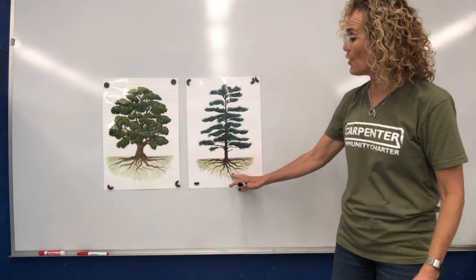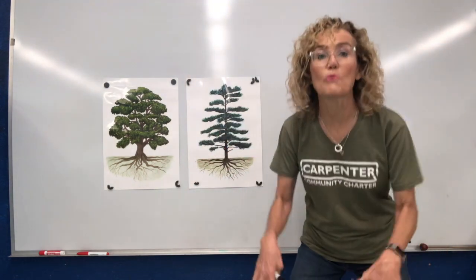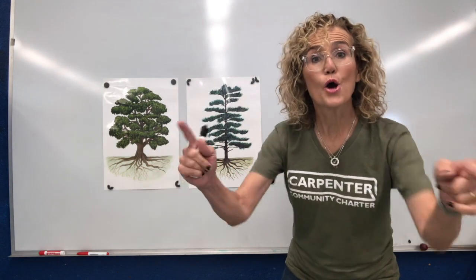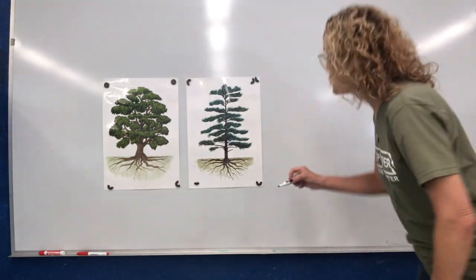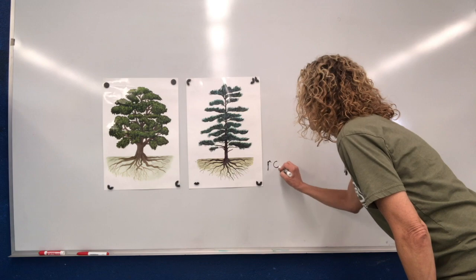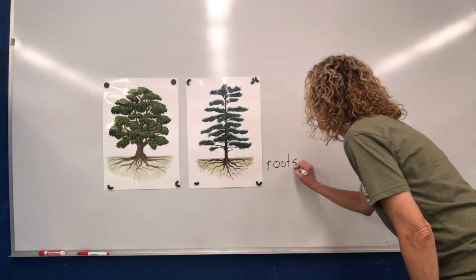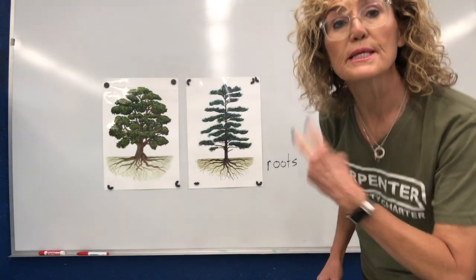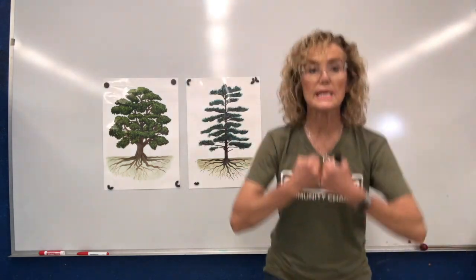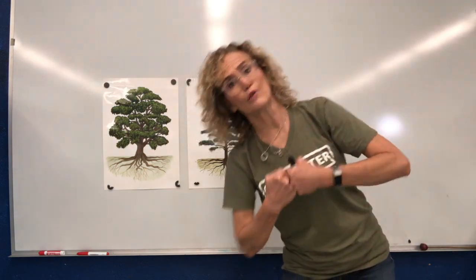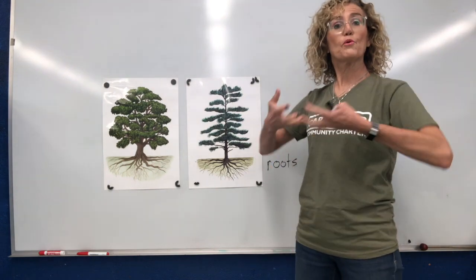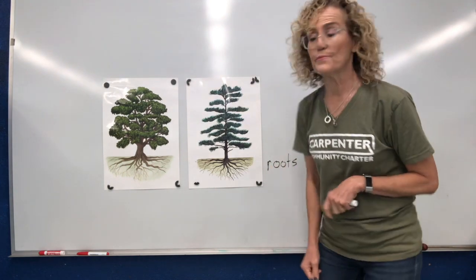So this part of the tree that's in the ground is called the roots. You're right, it's the roots. And the roots have two jobs. Their first job is to keep their tree in the ground and anchored so it doesn't get blown over by a big wind. The roots also drink up the water from the soil.